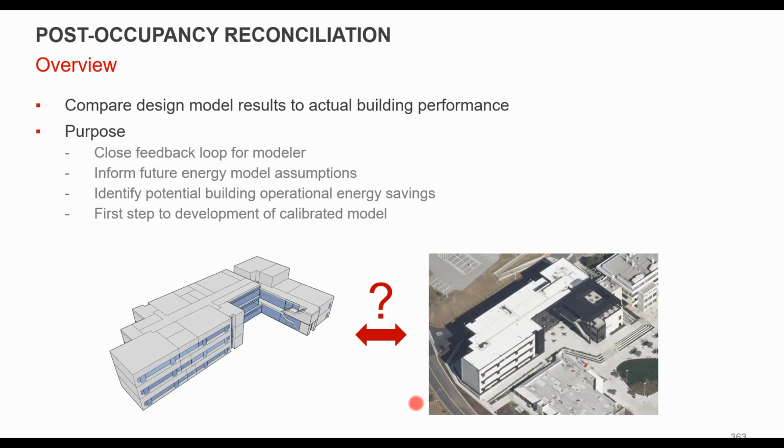All right, and then we've got one more example here of one post-occupancy reconciliation. So this is not a true calibrated model, but it's looking at, once the building was in operation, just doing a check essentially. And this is sort of the first step, I would say, of doing a calibrated model. And then Drew will close us out with the calibrated model.